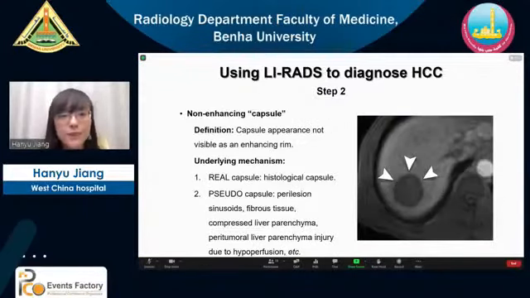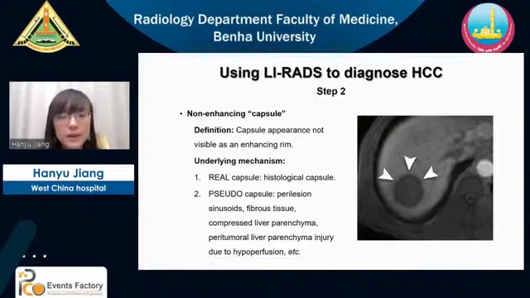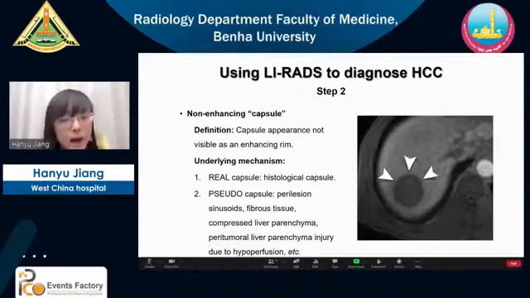Non-enhancing capsule. Non-enhancing capsule is defined as capsule appearance not visible as an enhancing rim. It can be attributable to either a real capsule, which is the histological capsule, or the pseudocapsule, which can be perilesional sinusoids, fibrous tissue, compressed liver parenchyma, peritumoral liver parenchymal injury due to hypoperfusion, and so on.